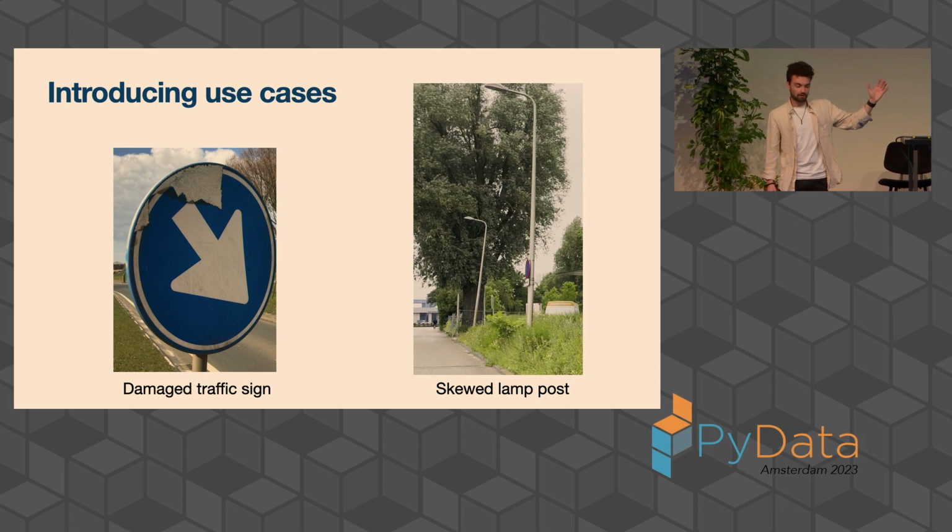These things don't last forever. Here's an example of how they look when they're damaged. Another one is skewed lampposts. This is a safety issue. Here we see one that is tilted backwards, but they can also be tilted forwards.